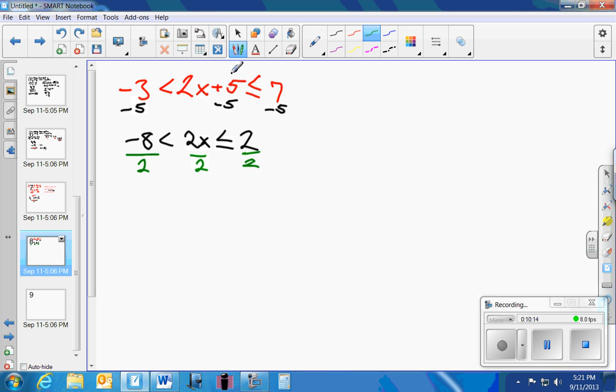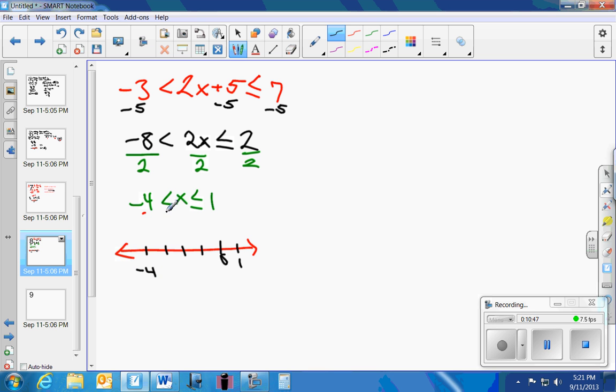So everything when I have these guys that are between things, I'm going to have 3 things that I'm doing every time. So this will be negative 4 is less than x, which is less than or equal to 1. On a number line, I have a straight line. Okay, I need to make sure that I have negative 4 and 1 on my number line. So I'll have 0, 1, negative 1, negative 2, negative 3, negative 4.